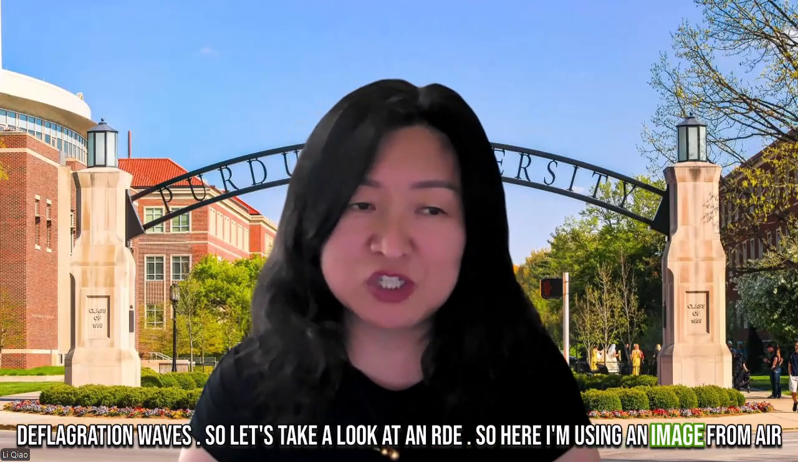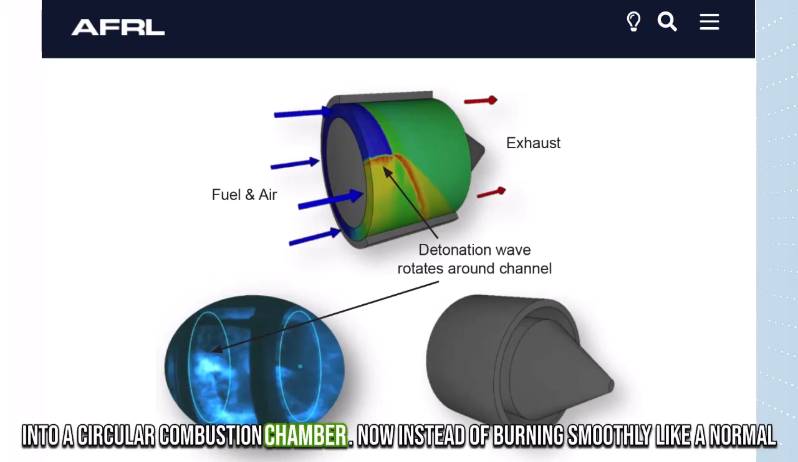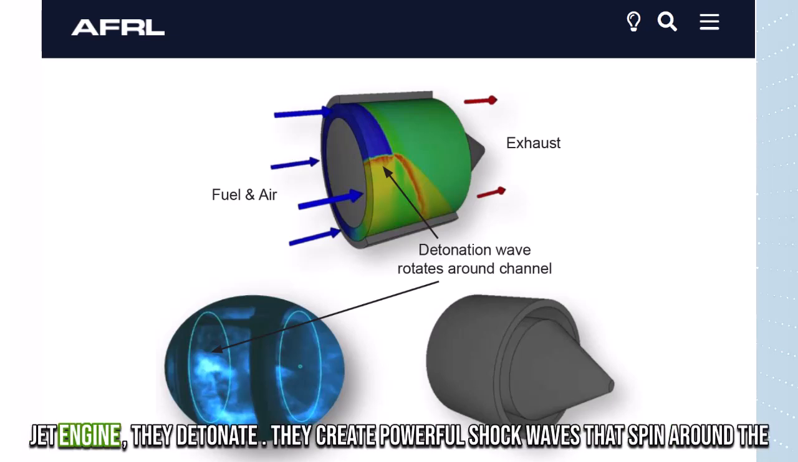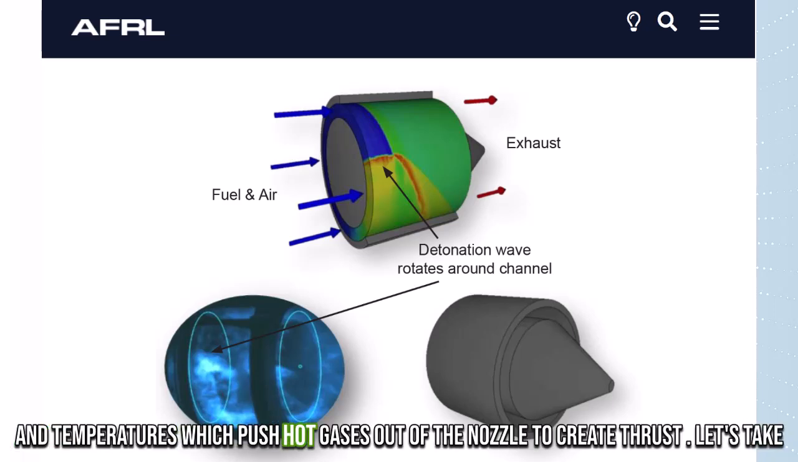Here I'm using an image from the Air Force Research Lab. As you can see here, fuel and air or oxidizer are injected into a circular combustion chamber. Now, instead of burning smoothly like a normal jet engine, they detonate, okay? They create powerful shockwaves that spin around the combustor, the chamber. This detonation produces extremely high pressures and temperatures, which push hot gases out of the nozzle to create thrust.